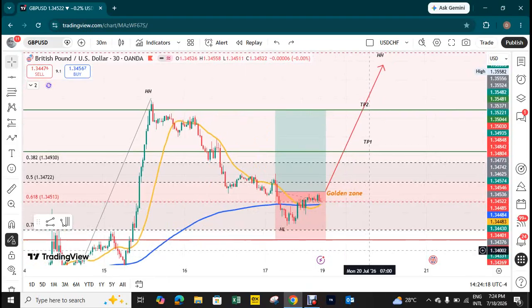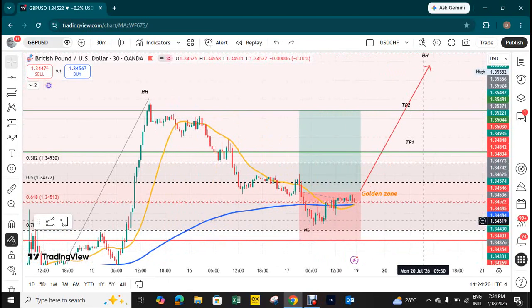Now, as we all know, it's been a while since we took a buy position, apart from last week, which we were supposed to take on GBPJPY, but price never went to where we wanted it to go, okay.